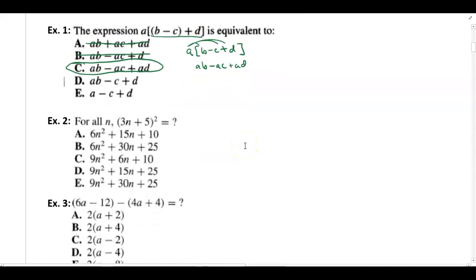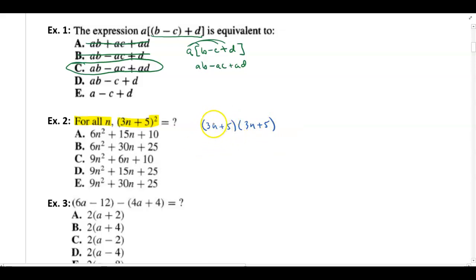Now the next one says, for all n, 3n plus 5 all squared equals. When you see this, for all n, don't let that trick you. All they're saying is they want you to simplify 3n plus 5 all squared. I recommend most students, when you square something, you're multiplying it by itself. So write it out as 3n plus 5 times 3n plus 5.